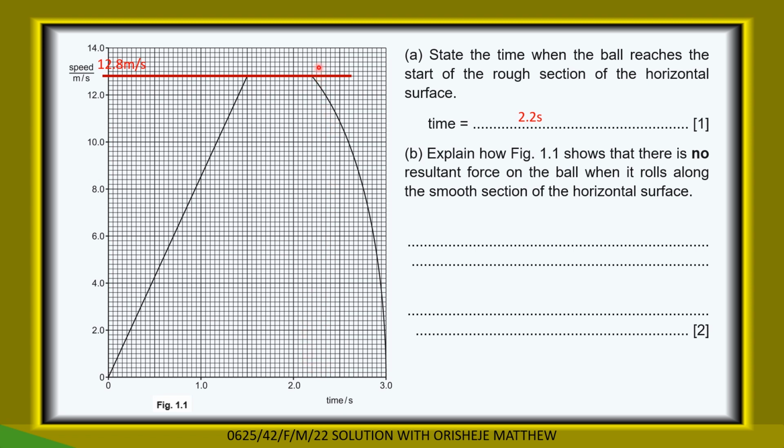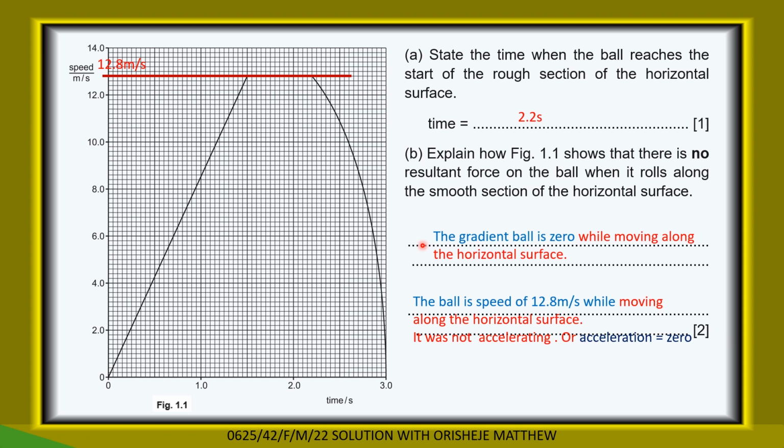And once acceleration is 0, then the force acting on the object is 0, because force is a product of mass and acceleration. So the gradient of the graph is 0 while the ball moves on the horizontal surface. Then the ball maintains a constant speed of 12.8 meters per second while moving along the horizontal surface, and it is not accelerating.